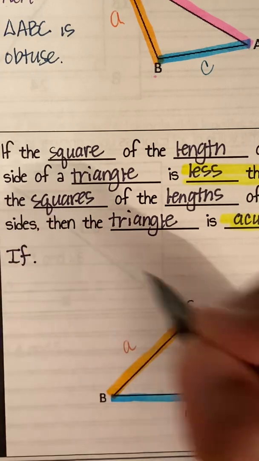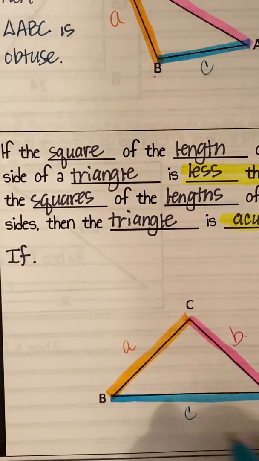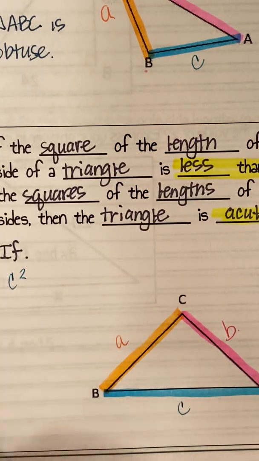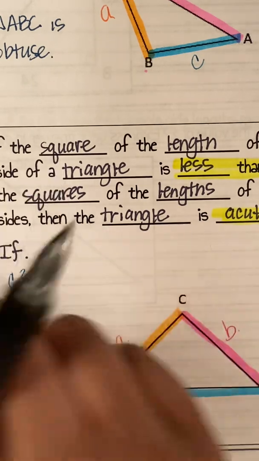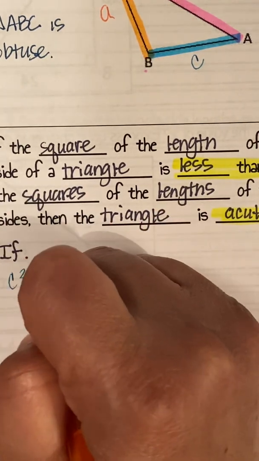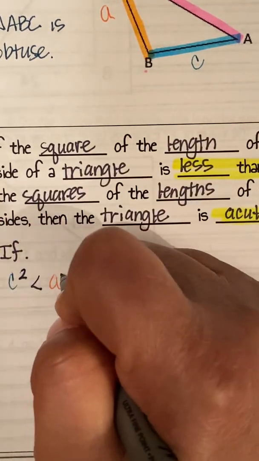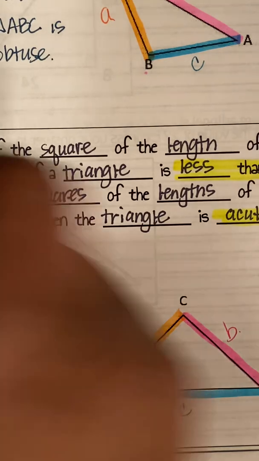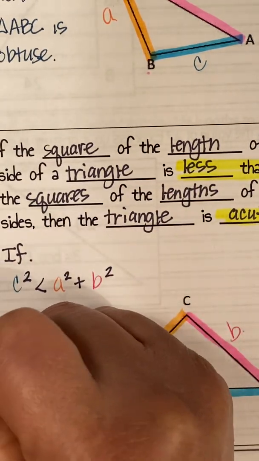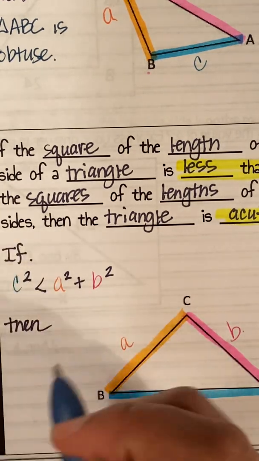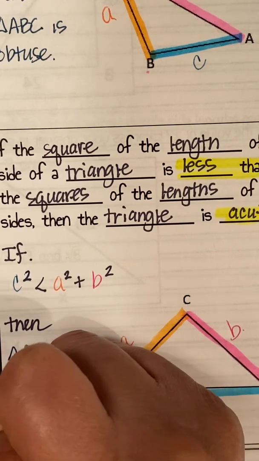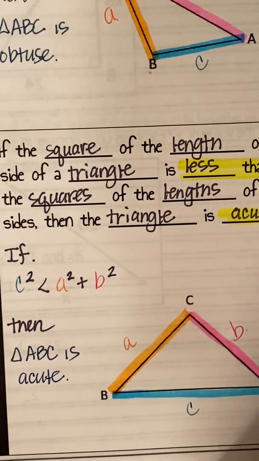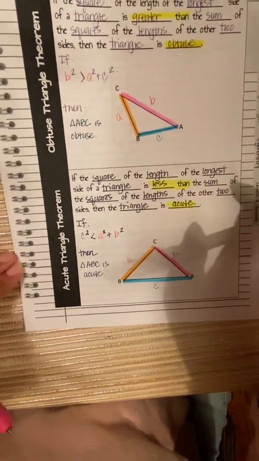I know that my long side here is C. So if C squared is less than A squared plus B squared, then I know my triangle ABC is acute.